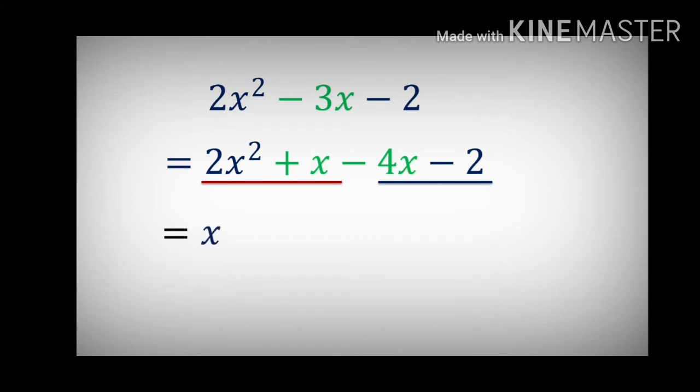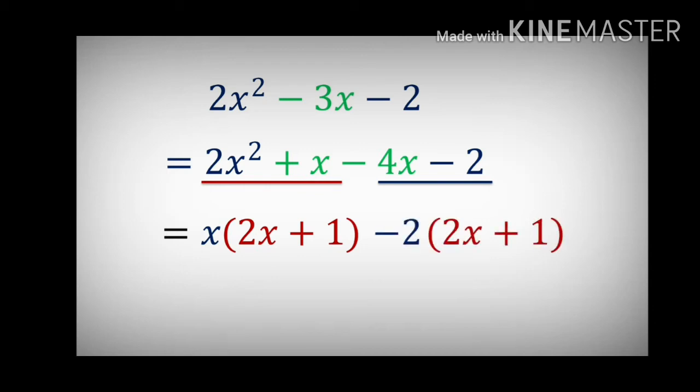In 2x squared plus x, we can say x is common. When you take out x, we are left with 2x plus 1. And similarly, from minus 4x minus 2, we can see that for minus 4 and minus 2, the common factor is minus 2. If we take out minus 2, we are left with the same 2x plus 1. Always check that whenever you are splitting the middle term, you get 2x plus 1 in the first common, and the second common also you will get 2x plus 1 only.